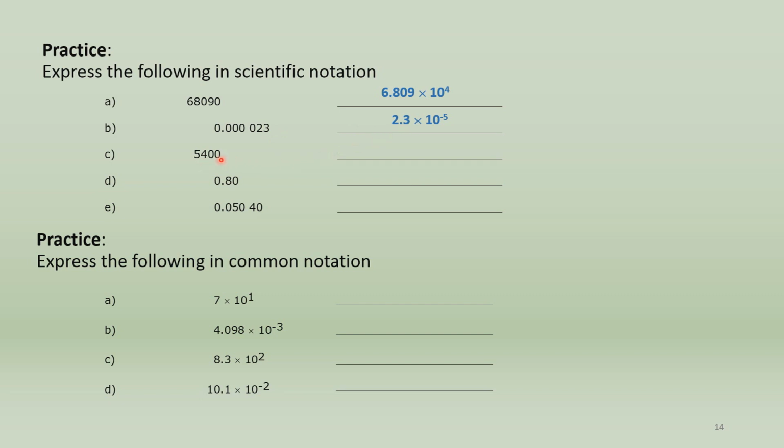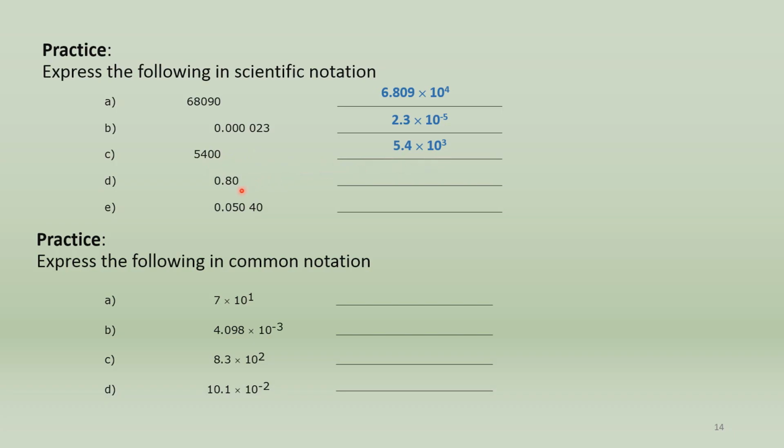5,400 has to have the decimal moved 3 places to the left. So it'll be 10 to the 3, a positive exponent, because this number is greater than 1. Now we're not going to report the zeros because the zeros to the right are not significant because there's no decimal in the number, so it's simply 5.4 times 10 cubed.